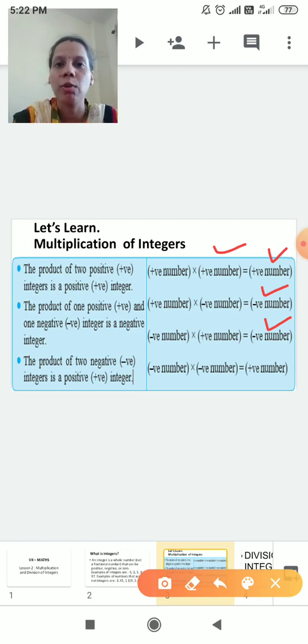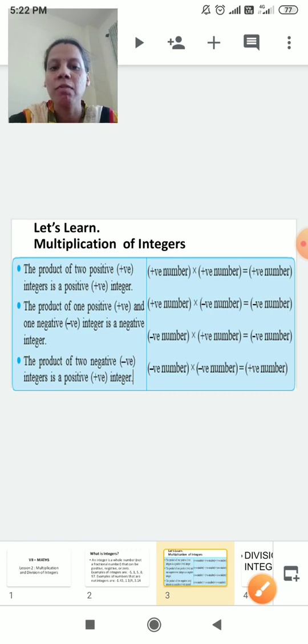Okay, now the next, the fourth rule we have seen: if the first number is negative and the second number is negative, which means in multiplication both the numbers are negative numbers, then the answer is always a positive number. So these are the rules. Based on these rules we have solved the sums, we have solved practice set 8, yes, in the previous session.